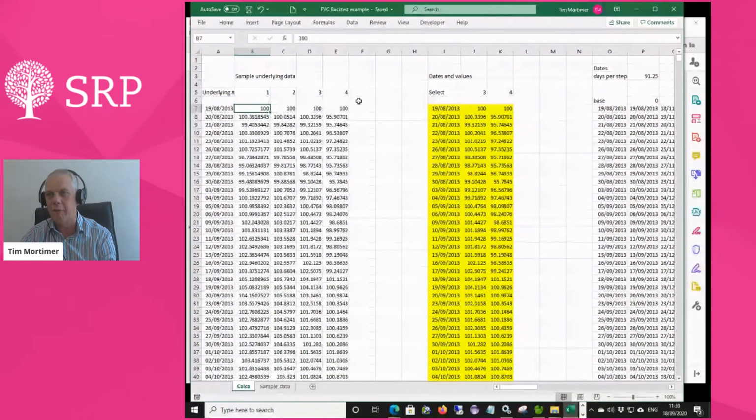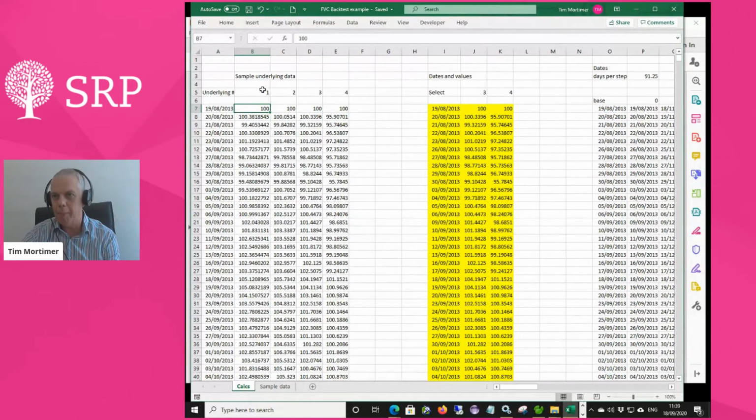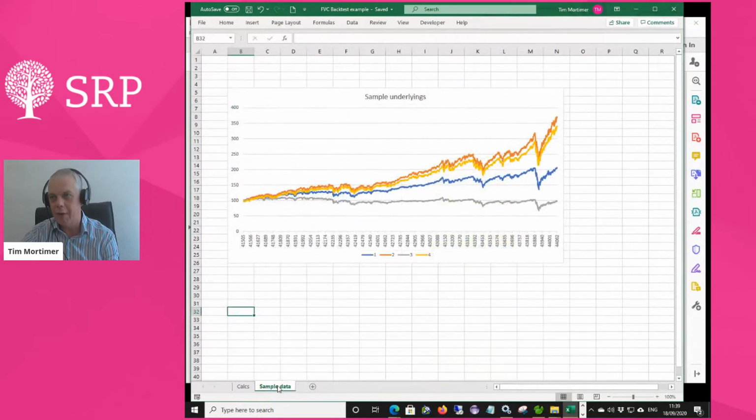So I'm going to give an idea of how you might set this up. I've picked 4 sample underlyings, so they're completely random. Here's the data.